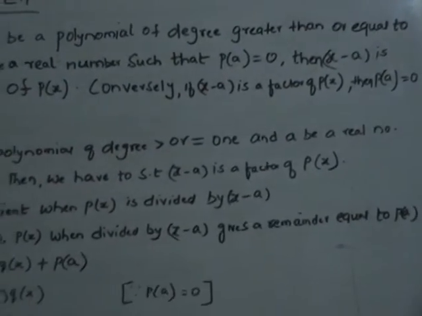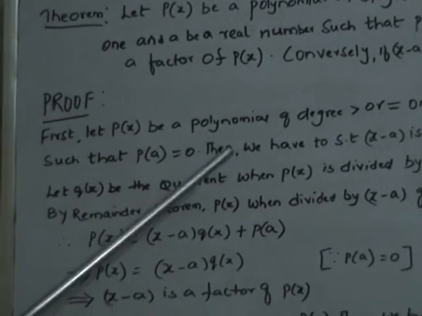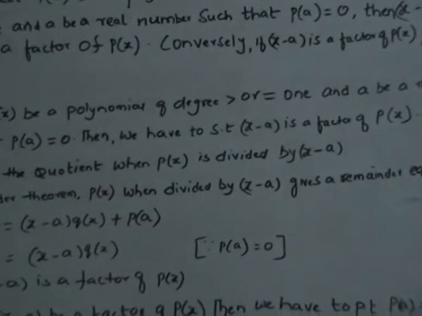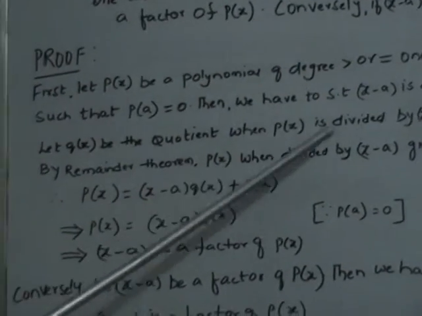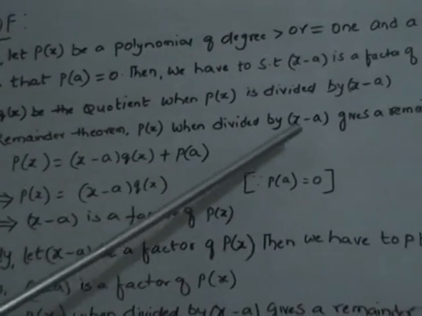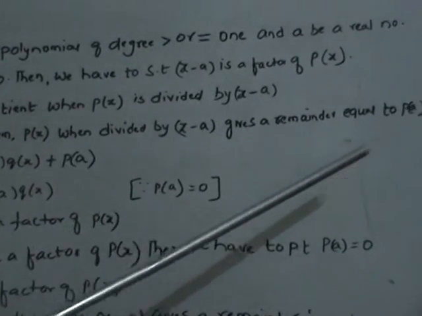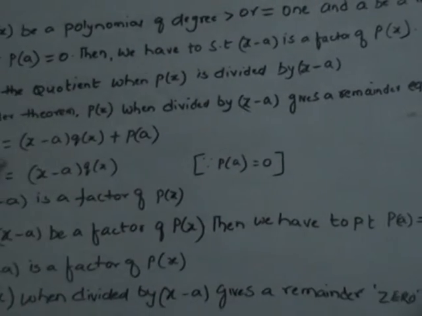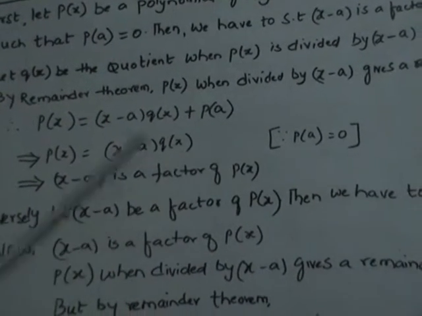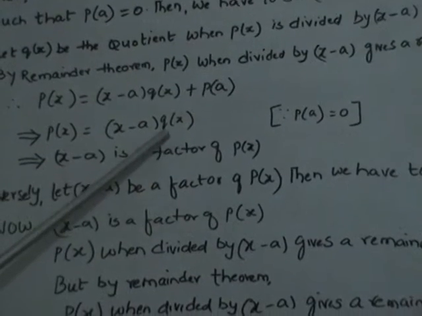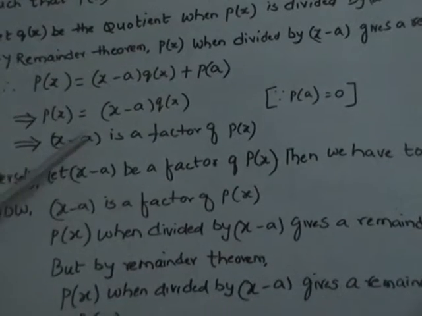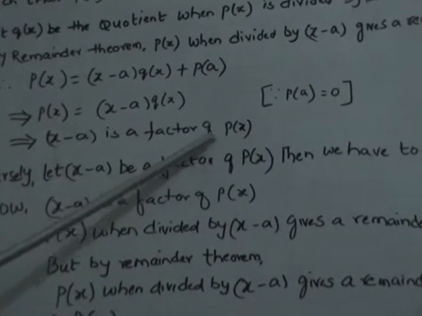a be a real number such that p of a is equal to 0, then we have to show that x minus a is a factor of p of x. Let q of x be the quotient when p of x is divided by x minus a. By remainder theorem, we already know that p of x when divided by x minus a gives a remainder equal to p of a. Therefore, p of x is equal to x minus a into q of x plus p of a. That is, p of x is equal to x minus a into q of x, where p of a is 0. Therefore, x minus a is a factor of p of x.